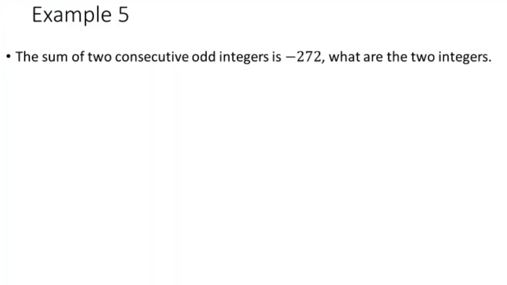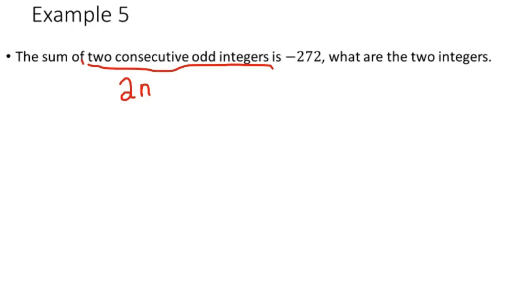In this next example, we're going to look at consecutive odd integers. In this problem, we're told the sum of two consecutive odd integers is negative 272. What are the two integers? So first, what are consecutive odd integers? Well, odd integers are any integers that are not divisible by 2, numbers such as 1, 3, 5, 7, and 9.